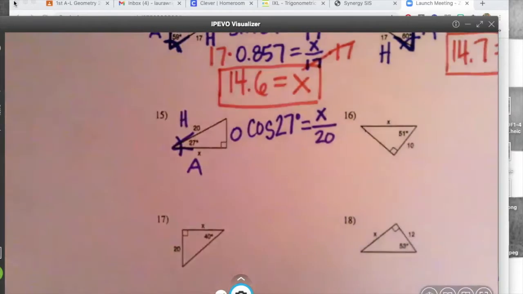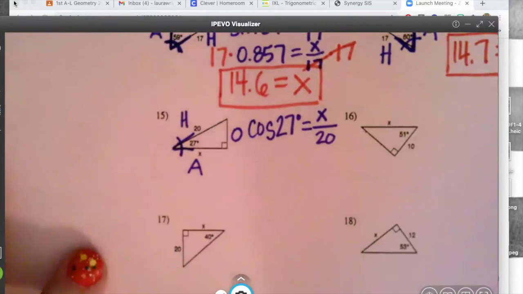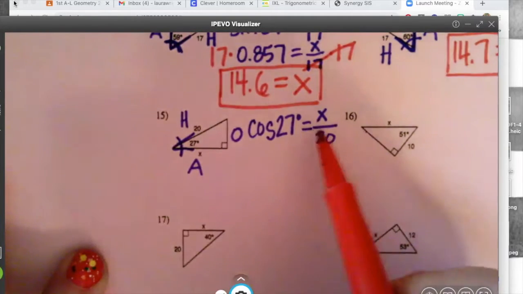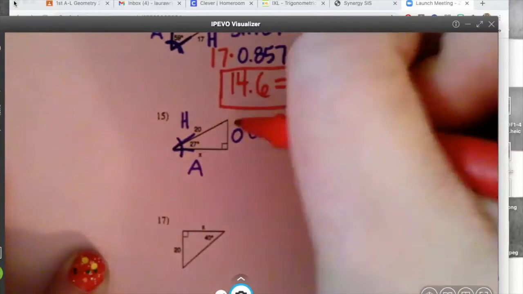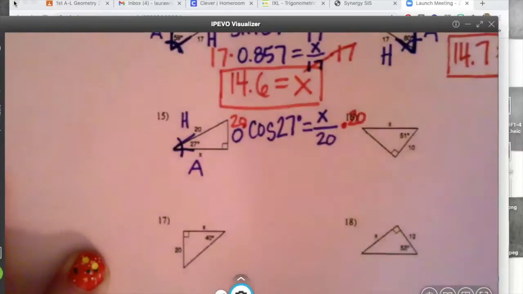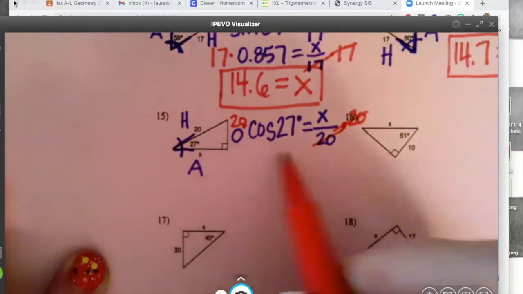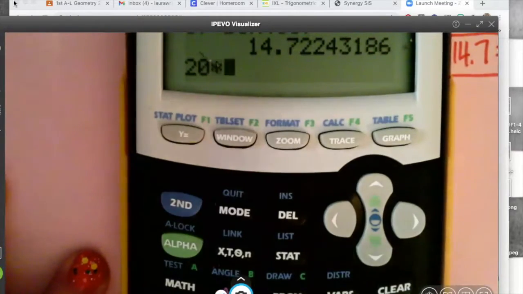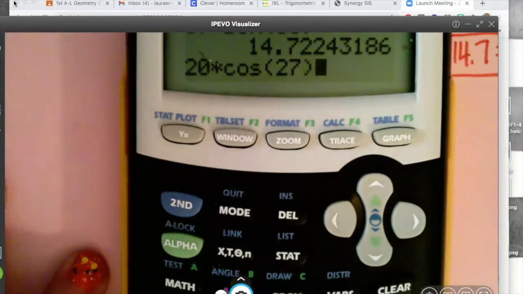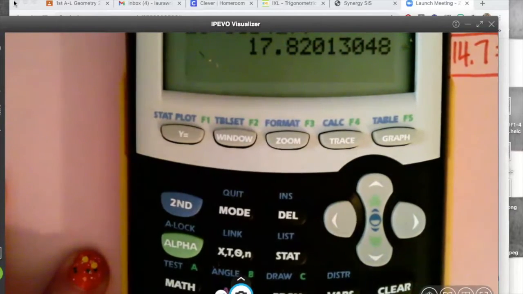If I wanted to solve this in one step, what would my one step be? You're trying to get x by itself, so I need to undo divide by 20. Very good. So that cancels with that. And I'm just going to type 20 times cosine of 27. And that's it. That's all you have to do to solve. So 20 times cosine of 27, 17.8.